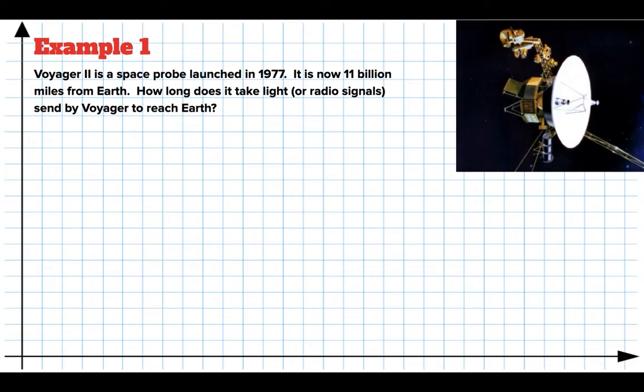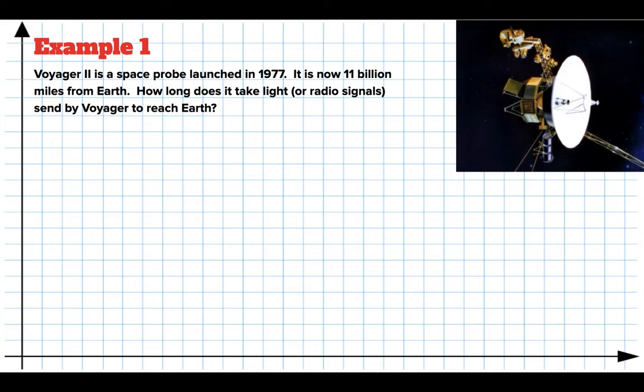Voyager was launched in 1977. It made several spectacular flybys of the outer planets, starting with Mars, and then Jupiter, Saturn, and so forth. And it is now way out past Pluto and it is in what we call interstellar space. It's sort of left our solar system, and it's 11 billion miles from Earth.